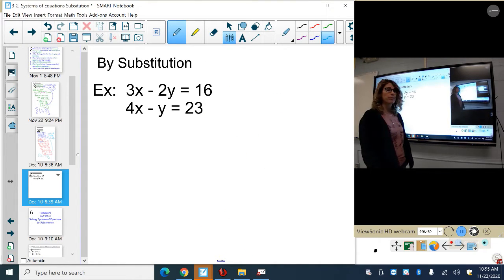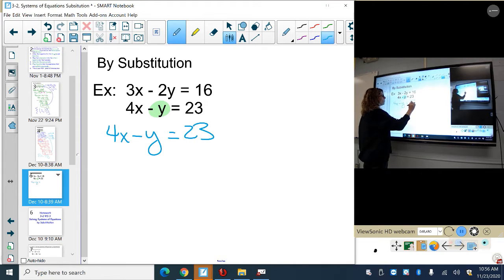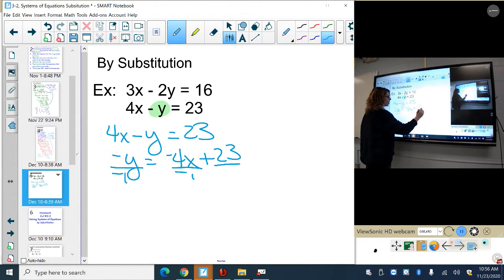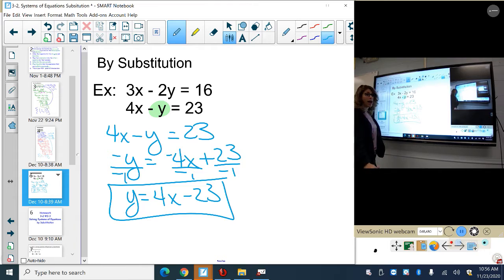Last one I'm going to do for you. So look at this. Do I have a y equals or an x equals? I do not, but I do have a 1y. So that means I'm going to take that second equation, I'm going to solve it for y. So I have 4x minus y is equal to 23. So negative y is equal to negative 4x plus 23. Divide each and every term by negative 1. So y is equal to positive 4x minus 23. Box that in. We're going to come back to it.